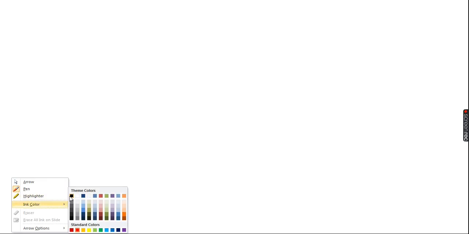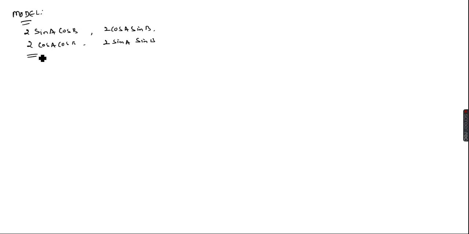So the next model is 2 sin A cos B, 2 cos A sin B, 2 cos A cos B, 2 sin A sin B. So these are the models. So this is a substitution method.